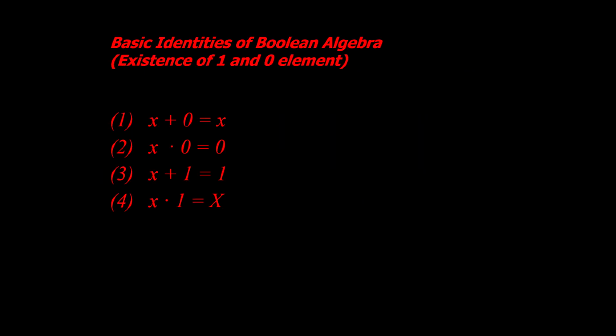Now, the basic identities of Boolean algebra. Boolean stands for binary system, in which we have two bits, 1 and 0. So here you can see x plus 0. What is x plus 0? Now x can be 0 or 1.